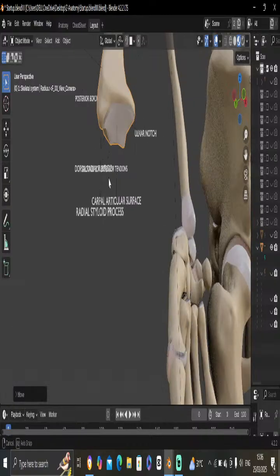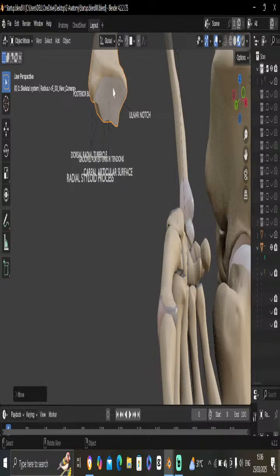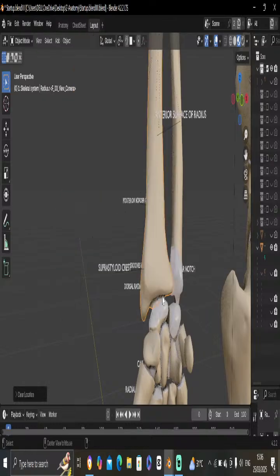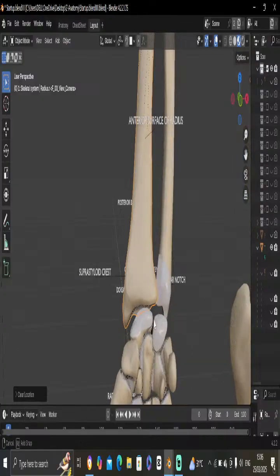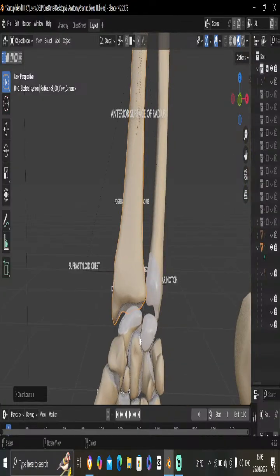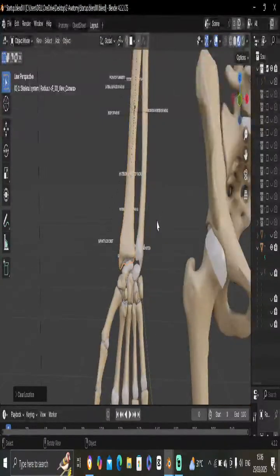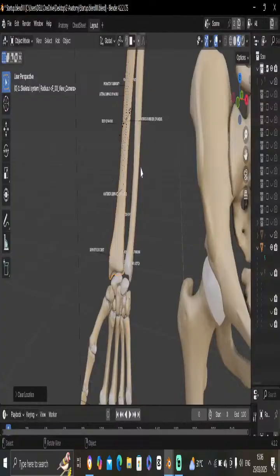And on the inferior surface, we can see the articulating surface of the radius. So the radius actually articulates with the wrist bones. The ulna doesn't have a direct contact with the bones of the wrist, but it attaches to the radius at the wrist joint. So we've talked about the radius. Let's talk about the osteology of the ulna.